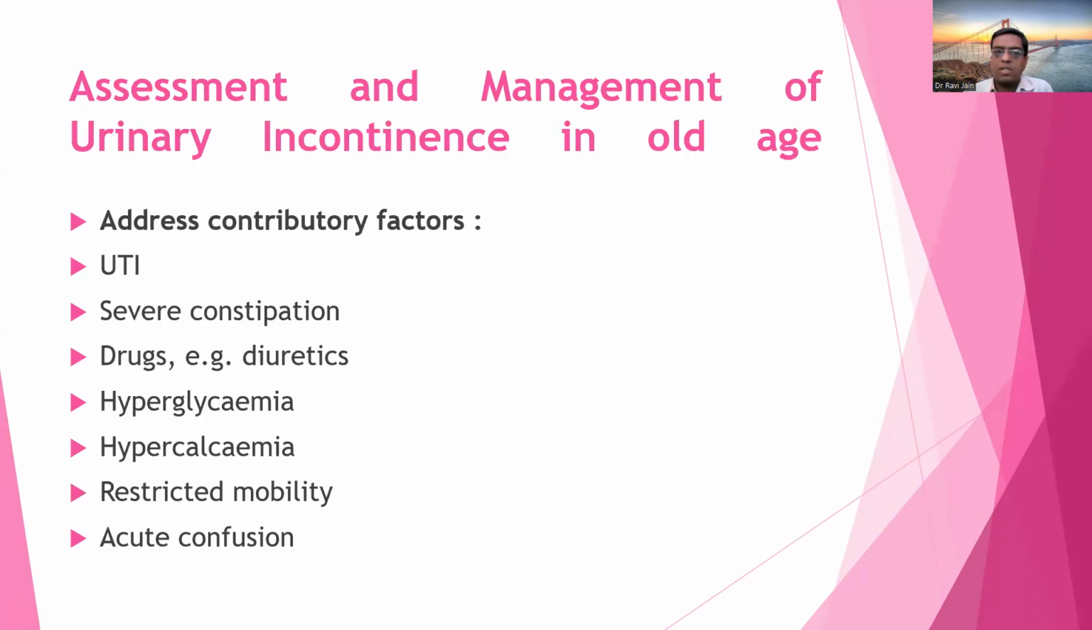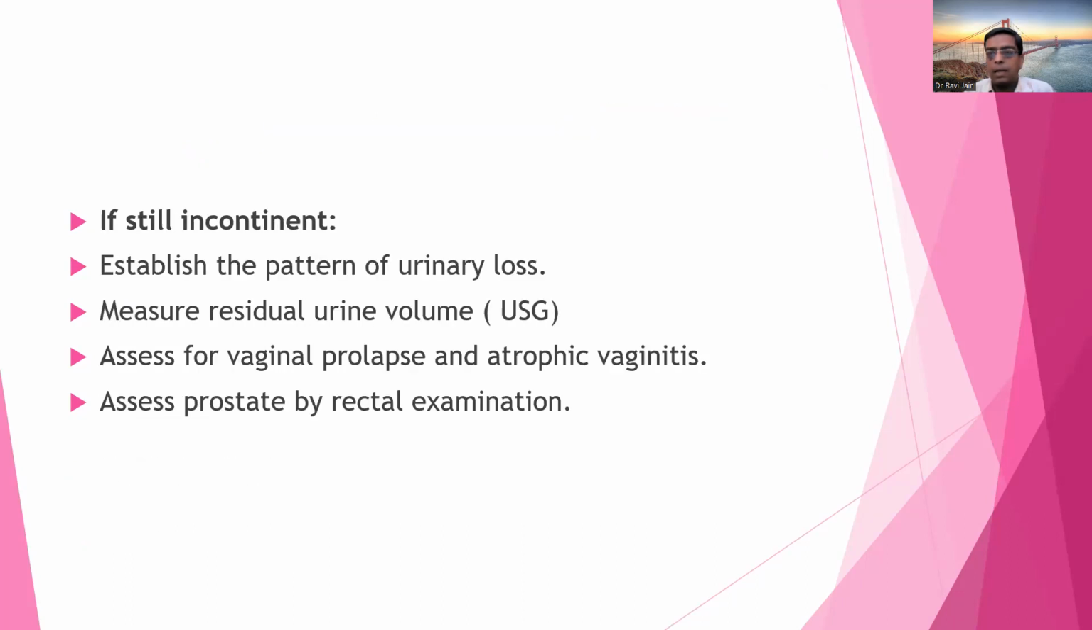How to assess and manage urinary incontinence? In the assessment of urinary incontinence, first of all, we have to address the contributory factors. What are the factors that are contributing to the urinary incontinence? The various factors include UTI, urinary tract infection, severe constipation, drugs like diuretics, hyperglycemia, hypercalcemia, reduced mobility, and acute confusion.